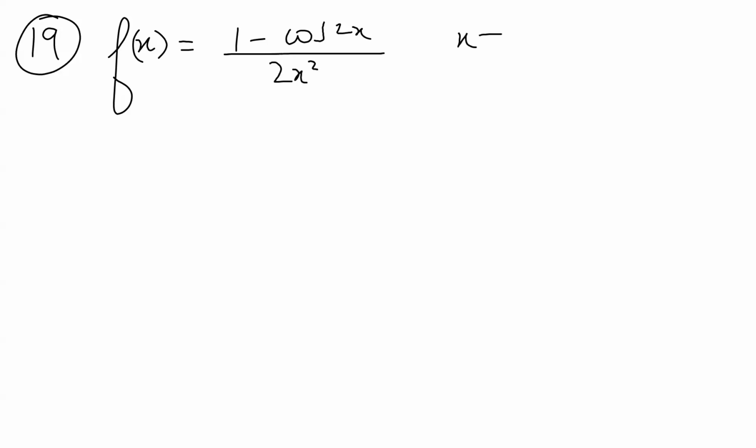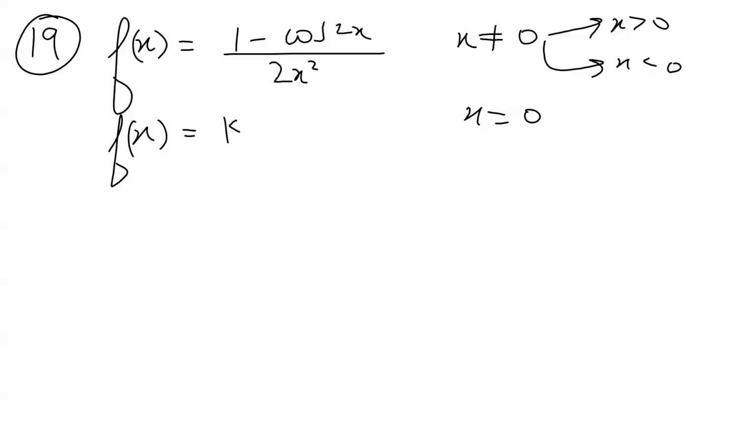Okay. Let's go to question number 19. So f of x is equal to 1 minus cos 2x upon 2x square, x is not equal to 0, and f of x is equal to k when x is equal to 0. Now in this problem, they have given that the function is continuous at x is equal to 0. We don't have to prove it, unlike the previous problems.